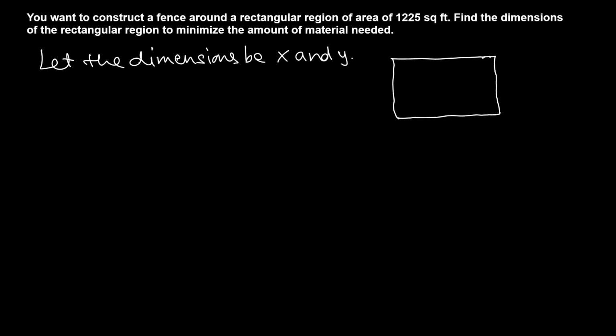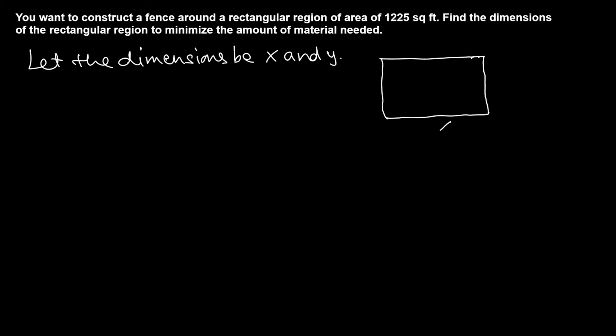Read the question carefully. Basically, we want to construct a fence around a rectangular region, around a rectangle of area 1225, and we need to find the dimensions to minimize the amount of material needed. So when we construct fence that goes around the perimeter, let the dimensions be x and y. Let's say this is x and this is y, and the area is fixed, 1225 square feet.